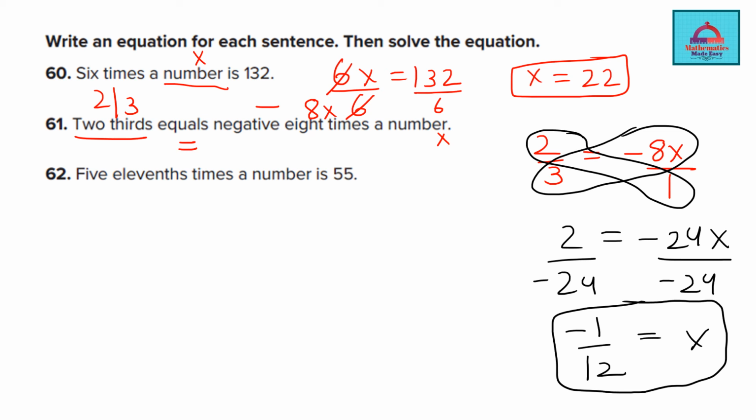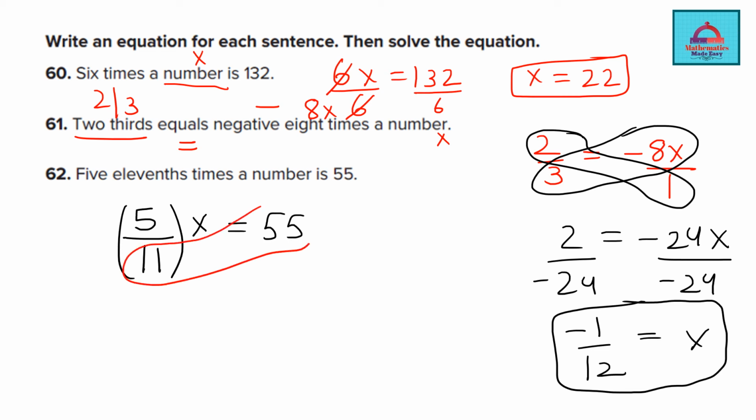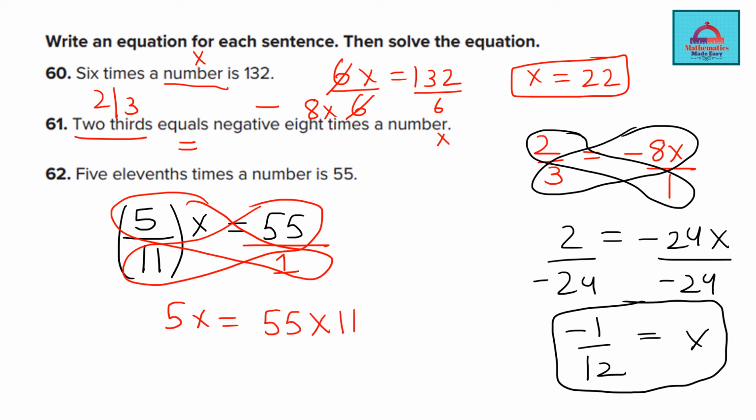5/11 times a number is 55. So 5/11 times a number is 55. So this is the equation. Again, cross multiplication is going to help you. If nothing is there, assume it is 1. So 5x is equal to 55 multiplied by 11, divide by 5 on both sides to get your x. So this is 11, 5 cancels with 5. So the number is 121.